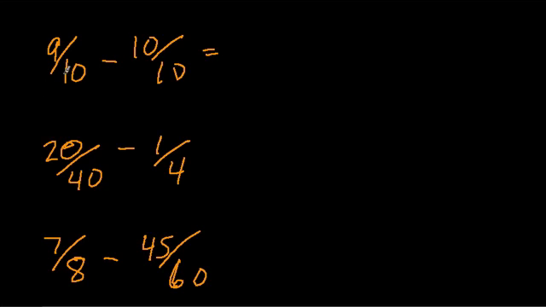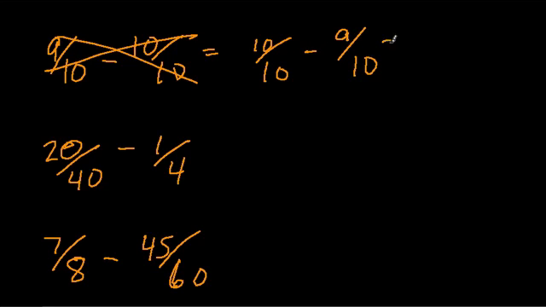The first one actually, I'm going to switch it around because I don't want to get a negative situation. I think this is something I don't really want to introduce yet. So instead of 9 over 10 minus 10 over 10, we have 10 over 10 minus 9 over 10. And that's just like 1, right? 10 over 10 is 1, minus 9/10. I can deal with that.